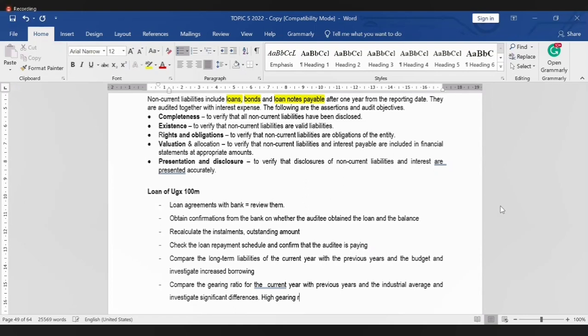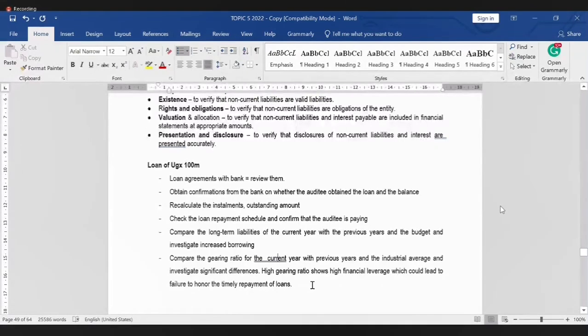So a high gearing ratio shows high financial leverage, which could lead to failure. It can lead to failure to pay back the loan, to honor the timely repayment of loans. You get it.